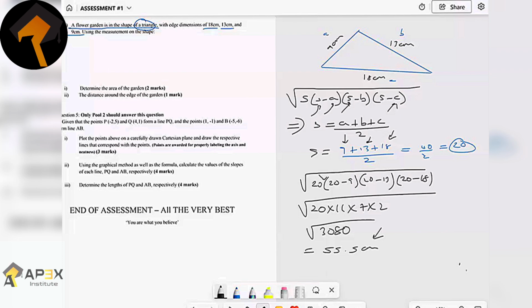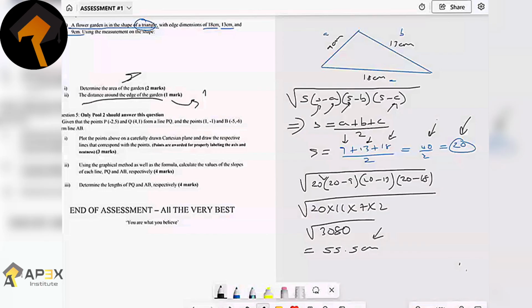Okay. All right, so it says that we should determine the area of the garden. We've done that. It says the distance around the edge of the garden. That was kind of like a little bonus question just to give you a mark, because we would have essentially found that the distance around would have been 40. Remember that in the formula, we were required to find the semi-perimeter. So before we found the semi-perimeter, which is 20, we would have needed to find the perimeter, which is 40.